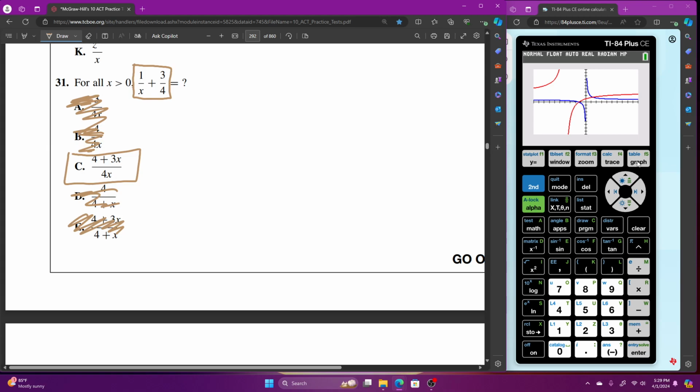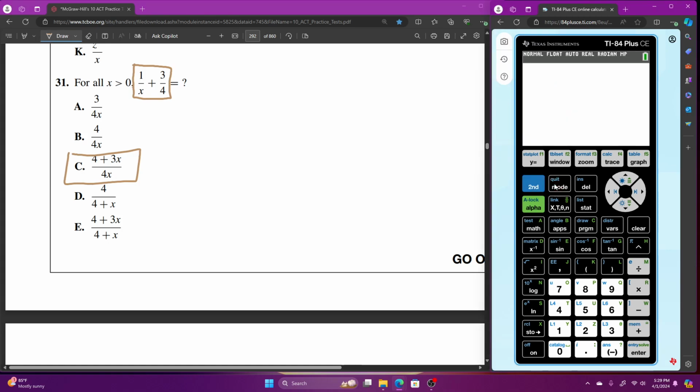I don't know, I get so happy. I guess because I haven't used these calculators personally in, I don't know, like 25 years. So anytime I can do something on the calculator, I get all excited.